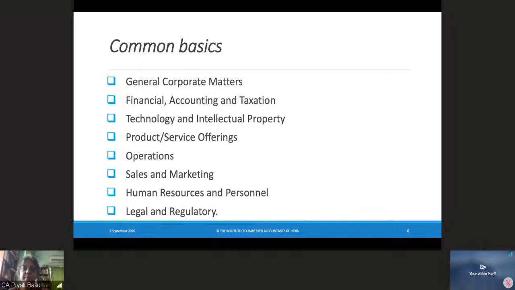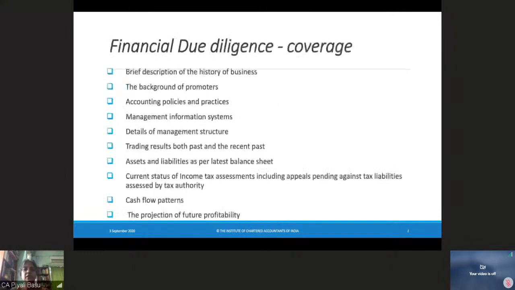General corporate matters, financial accounting, taxation, technology, intellectual property rights, product services offering, operations, product may not be viable, operations, sales, marketing, human resource, personnel, legal. So this is all, and what we are showing as per our study material is individually these things. Okay. So I have already explained this. Cash flow patterns, right? Incoming as well as outgoing. Okay.